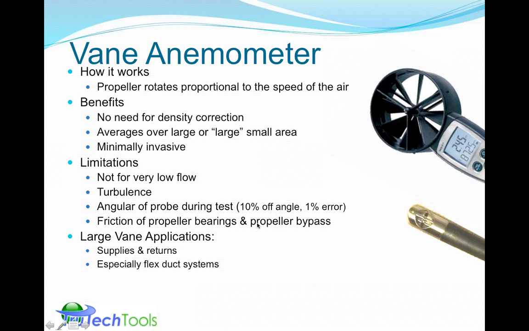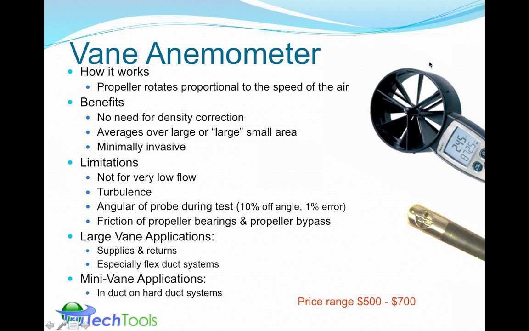Large vane applications are supplies and returns, especially in flex duct systems where it's hard to get a total system measurement. You may need to measure just the return in order to see how much is flowing through the system. Mini vanes are used for in-duct measurements on hard duct systems. Using a mini vane in a flex duct system, or even a pitot tube or static pressure, is very difficult because there's so much turbulence due to the corrugation inside the flex. The price range of these kinds of devices is between $500 and $700 for the mini vane or large vane.